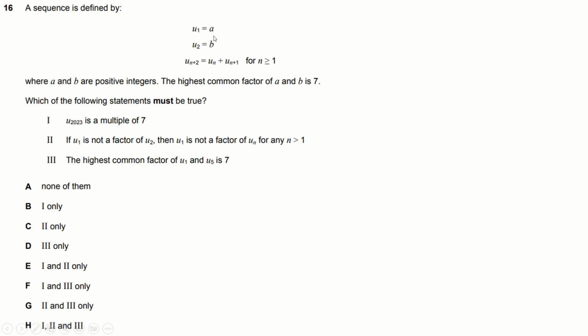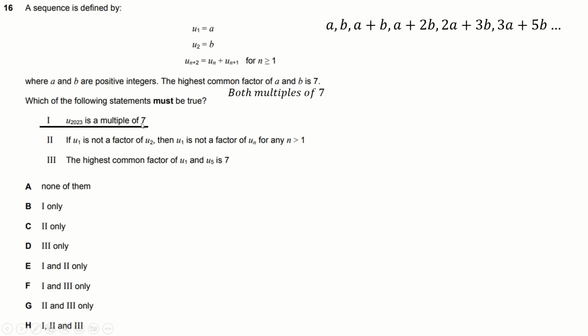Anyway, for this one, A and B are multiples of 7, right? If they have a highest common factor of 7, that means they're both multiples of 7. The first 5 terms of this Fibonacci sequence just go A, B, A plus B, because you add these together, A plus 2B, because that's what these two added together are, and then 2A plus 3B, and then 3A plus 5B, and so on. U to the 2023 is therefore going to be some number times A plus some number times B. But if A and B are both multiples of 7, that means that you can just factorize out the factor of 7 in both A and B, and this will definitely be a multiple of 7.